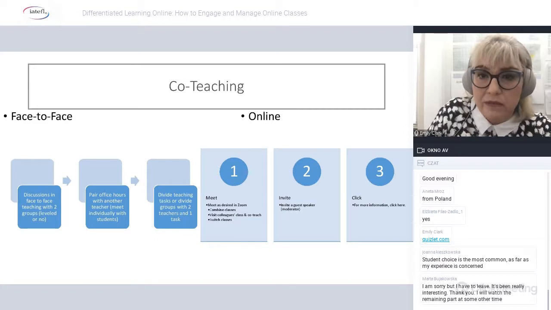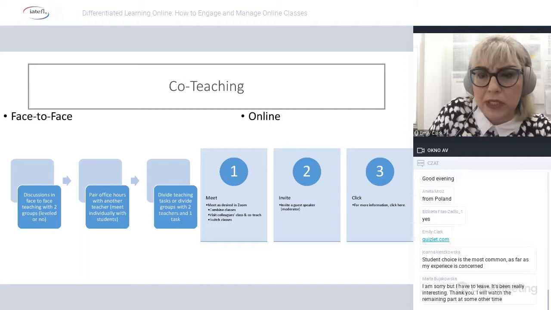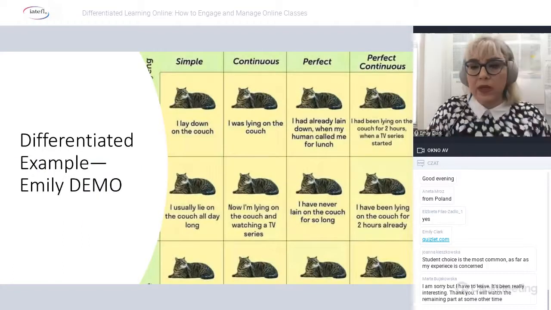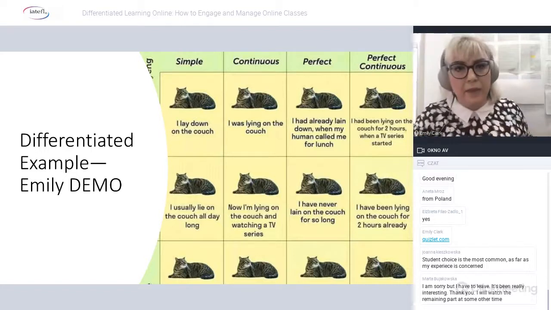I don't know why that says for more information, click here. Okay, that seems to be a typo. Apologies there.